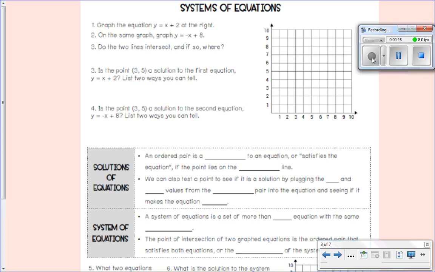All right, so number one, we're going to graph the equation y equals x plus 2 right here on the coordinate plane. So what is our slope and y-intercept of the equation? Yeah, slope is 1 and the y-intercept is 2. Okay, so let's go ahead and plot that. And then just draw a straight line.